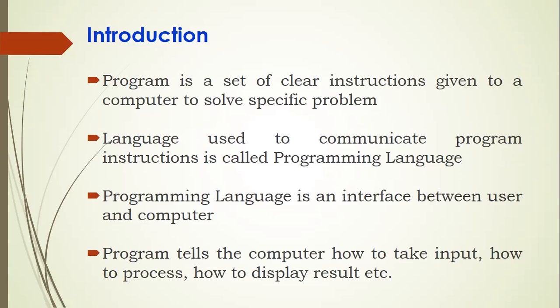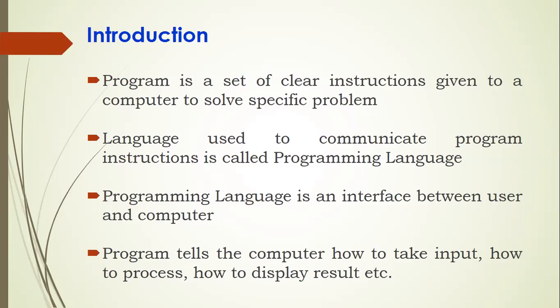We know that a computer should be given a set of clear instructions to solve a problem, because a computer cannot think on its own. If you want the computer to solve a specific problem, then you must give the computer a set of very clear instructions. The set of clear instructions given to the computer to solve a specific problem, we call a program. A program is nothing but a set of instructions.